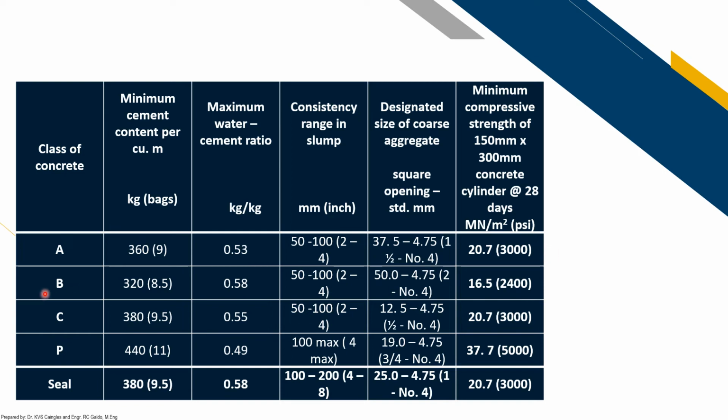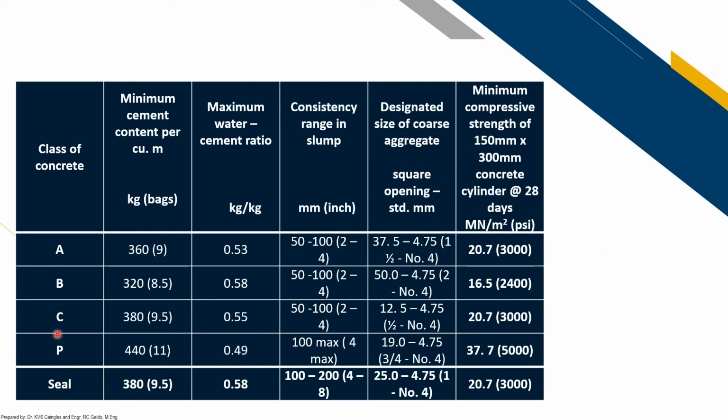Okay, for class B na pod, so ang iyahang minimum cement content per cubic meter is 8.5 bags or 320 kilogram. And then yung water cement ratio ana is 0.58. Okay? And then ang iyahang consistency ana is nag-range sa 2 to 4 inches gihapon, and then ang iyahang designated size of coarse aggregate is 2 mm to number 4 sieve. Okay, and then ang iyang design strength ana at 28 day is 2,400 psi.